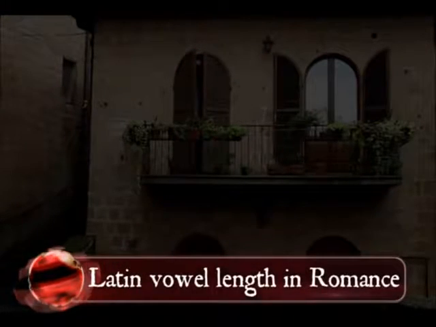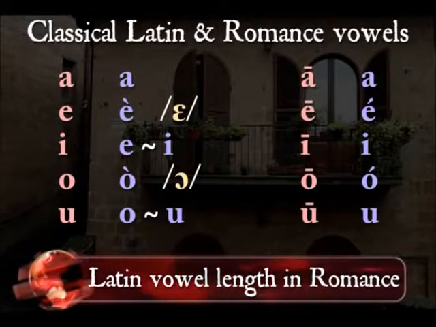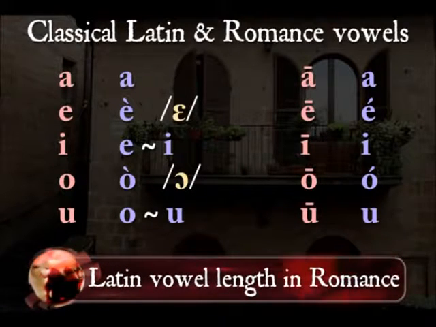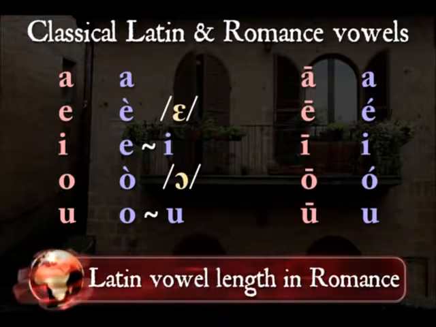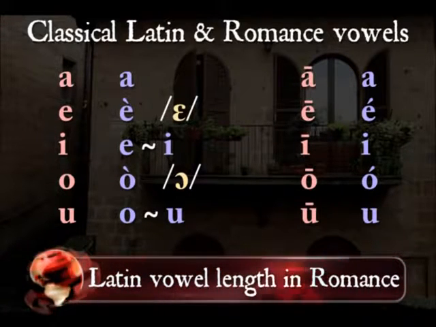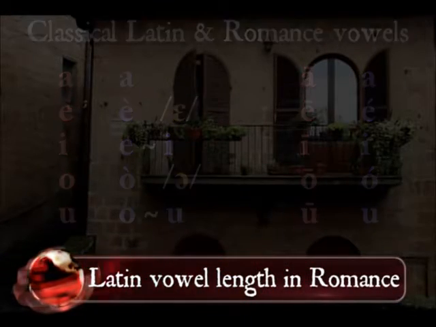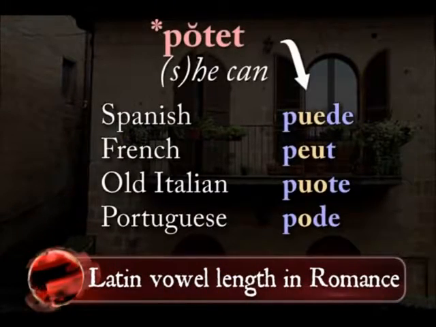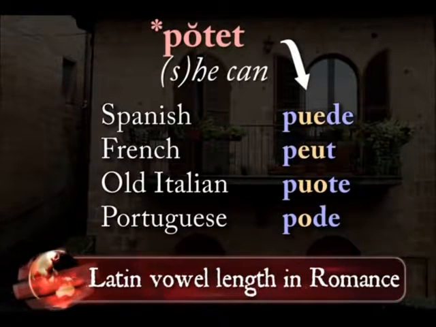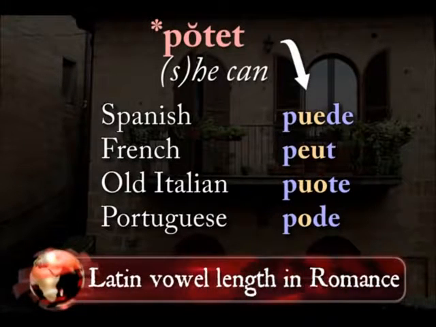The length of a is trivial. The modern languages mostly have a whether the vowel was a long or short a in Latin, but the historical length of other vowels matters more often. Sometimes what were once just long and short versions of the same vowel are spelled quite differently in the modern Romance languages. For example, the verb potet, he can, with a short o, comes out as Spanish puede, French peut, Old Italian puote.